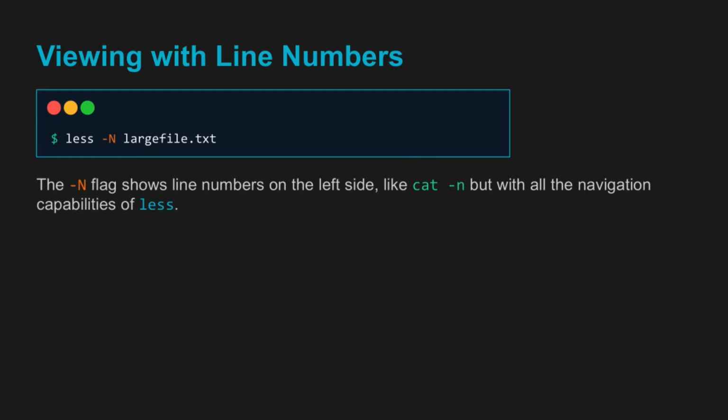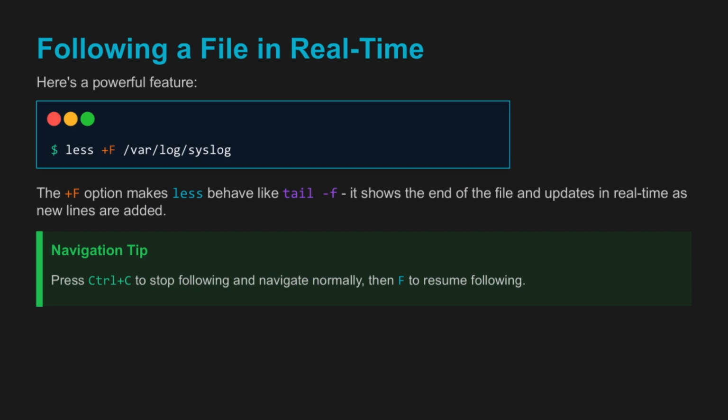You can also view with line numbers. The uppercase N flag shows line numbers on the left side, just like cat lowercase n, but with all the navigation capabilities of less. Now, a powerful feature is using the plus uppercase F option to follow a file in real time. The plus uppercase F option makes less behave like tail -f. It shows the end of the file and updates in real time as new lines are added, and you can press Control C to stop.